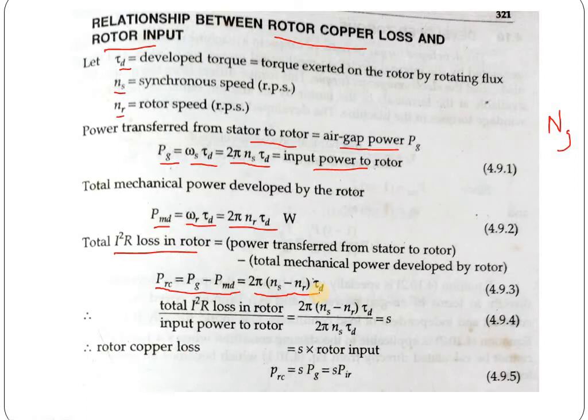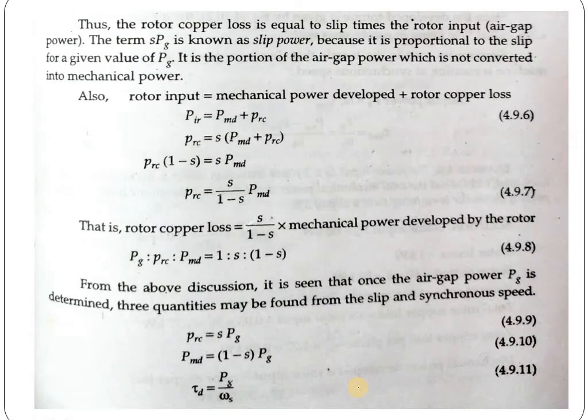For getting the relation, we will divide the total I square R loss in rotor by the input power to the rotor. Then we are getting that it is equal to slip. So rotor copper loss is equal to slip into rotor input. That means PRC equals S into PG, or equals S into PIR, the rotor input. Thus, the rotor copper loss is equal to the slip times the rotor input.